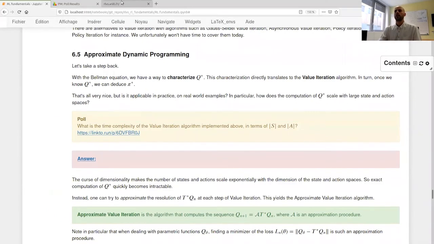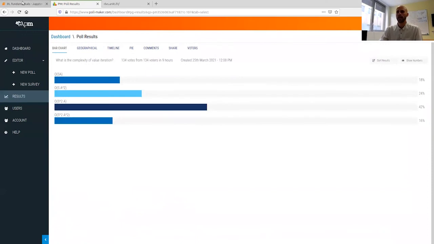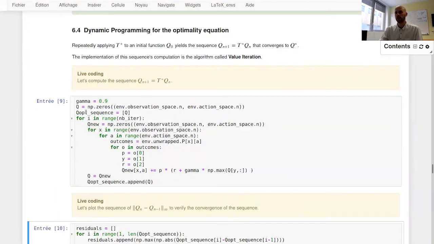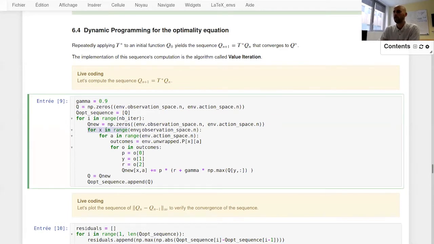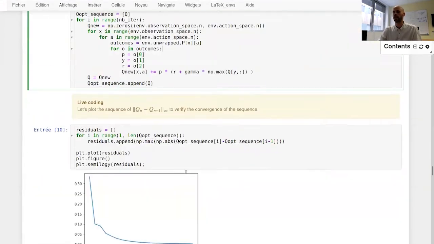Okay, so let me get back to the poll. I actually agree with the majority answer. Complexity of value iteration is O of S squared A. Why is that? Because you just have to take the four loops in order. You have one first iteration over states, then a second one over actions, and then as you're iterating across outcomes, you're actually iterating across potential future states again. So it's actually a sum over all possible states. So those three nested loops have complexity S times A times S. So this is a big O of S squared A.